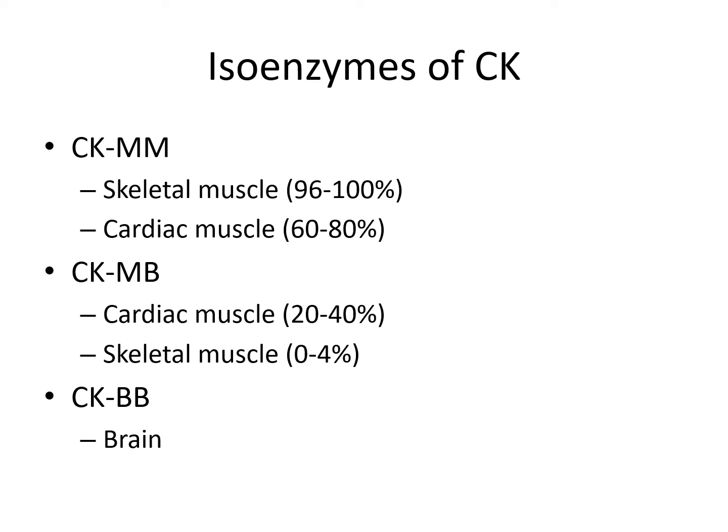Now, when we look at the MB isoenzyme, about 20 to 40% of the CK in cardiac muscle is MB, whereas there's very little MB in skeletal muscle. Only somewhere between 0 and 4% of the CK in your skeletal muscle is the MB isoenzyme. So we find the 2 isoenzymes in both tissues, but definitely at different concentrations.